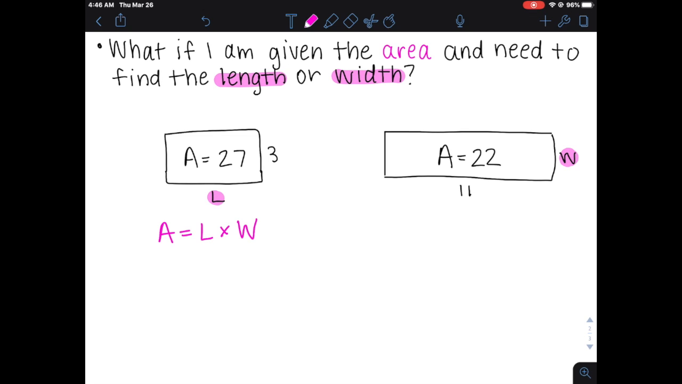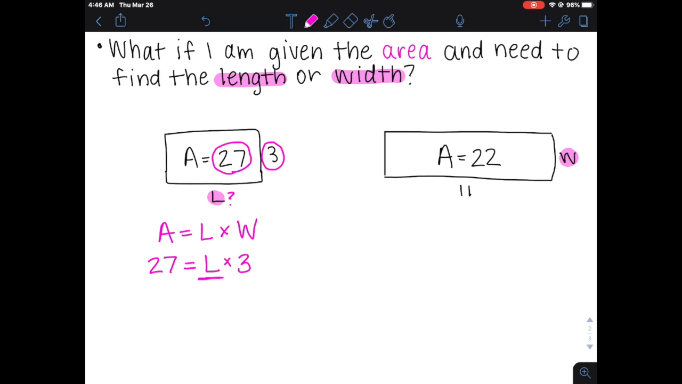And we want to fill in the variables that we know. We know that area equals 27, or A equals 27. So instead of writing A, I'll write 27 equals, we don't know the length, so length will stay in L, times our width, which is a 3. Okay, now we've talked about this in class where you have to use opposite or inverse operations to solve for a variable. In this case, we're solving for L. So we have to get L all by itself on one side of the equal sign.